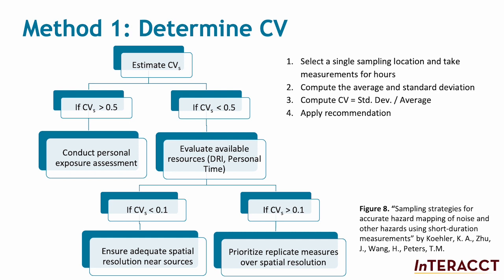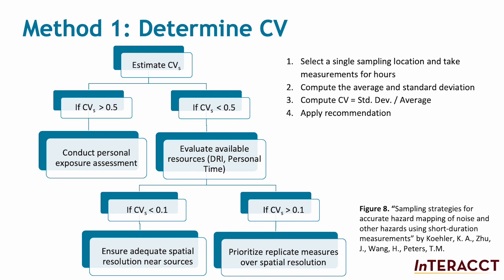Now, Kohler et al. in their paper analyzed this problem and came up with some guidelines that first involve selecting a single sampling location to take measurements for hours, perhaps all day, to determine whether or not there is a significant amount of change over time at one spot. Then the standard deviation is divided by the mean to obtain the coefficient of variation, or the CV value. They then recommend that a CV greater than 0.5 is too high to perform a meaningful spatial mapping process. There's just too much variation across a day or the time period in which the samples were made, and therefore maybe personal exposure assessments should be conducted instead.